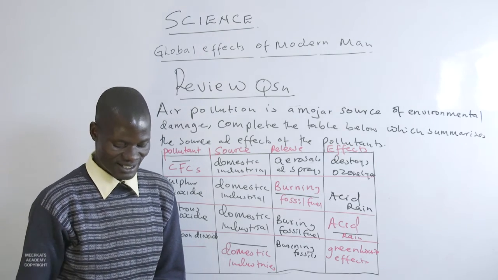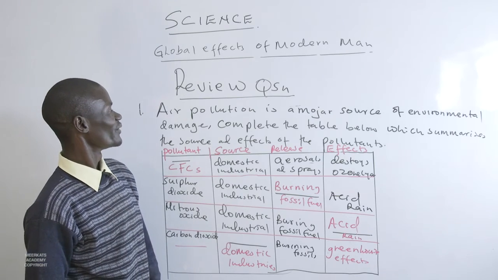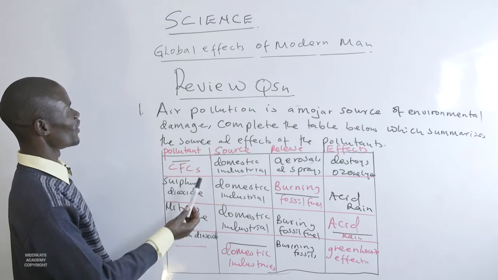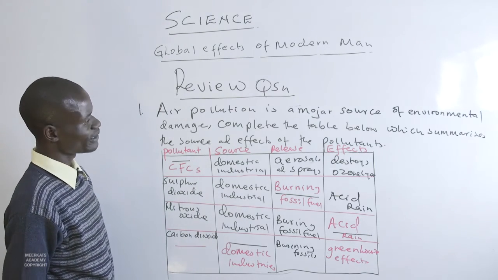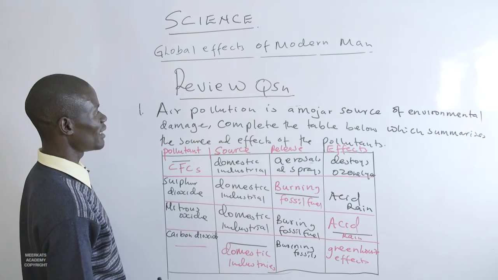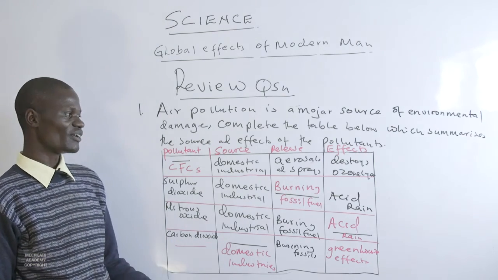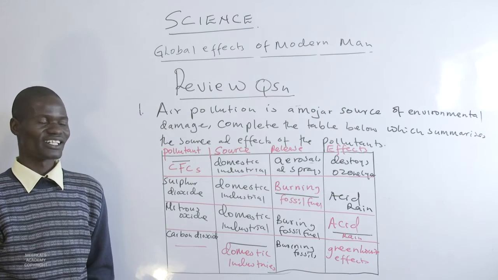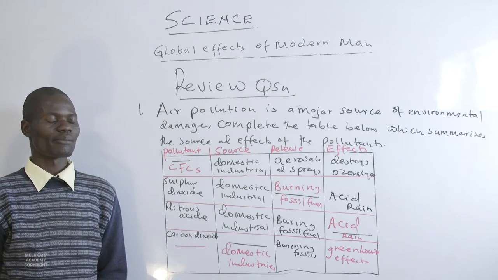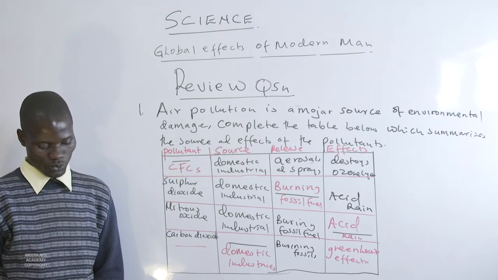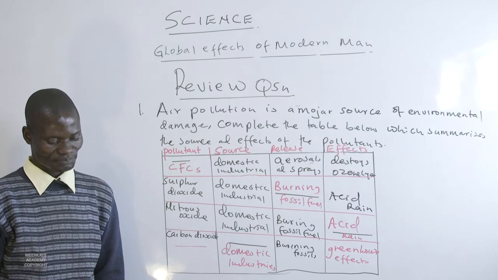This is how you are supposed to respond on this question. It's a very good question, that air pollution is a major source of environmental damage. Complete it. This is the best way. It also summarizes most of the concepts we have been able to cover.